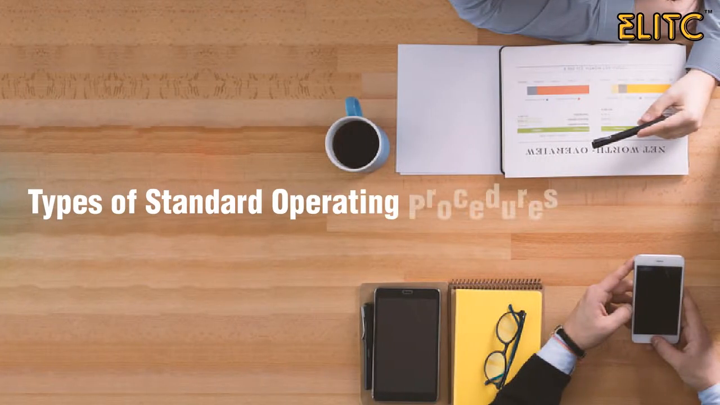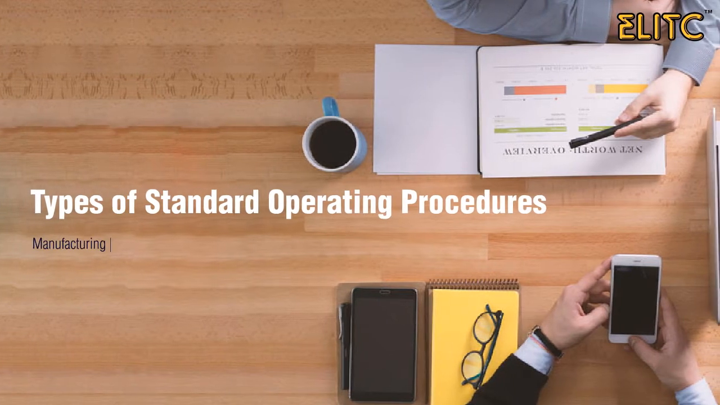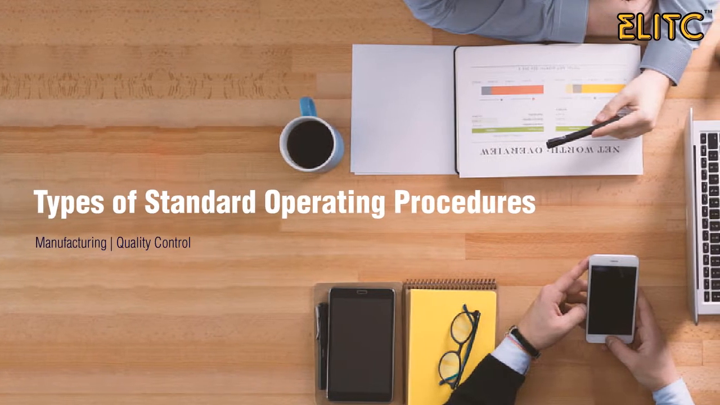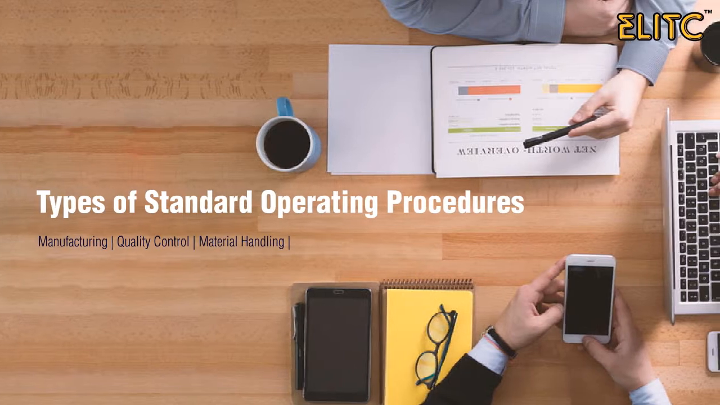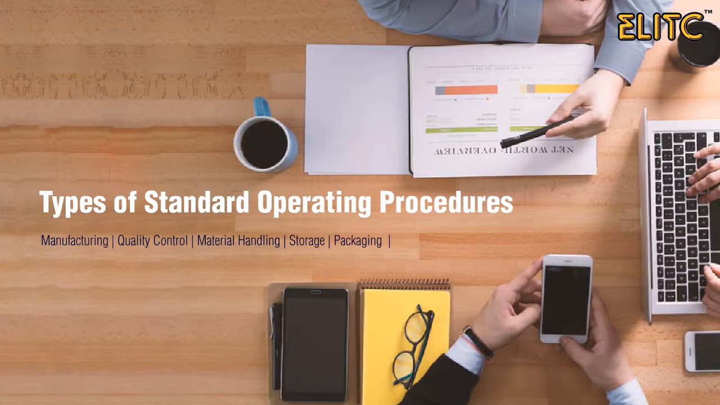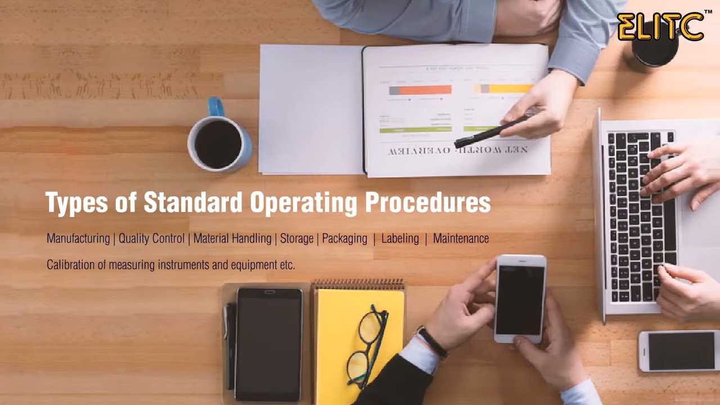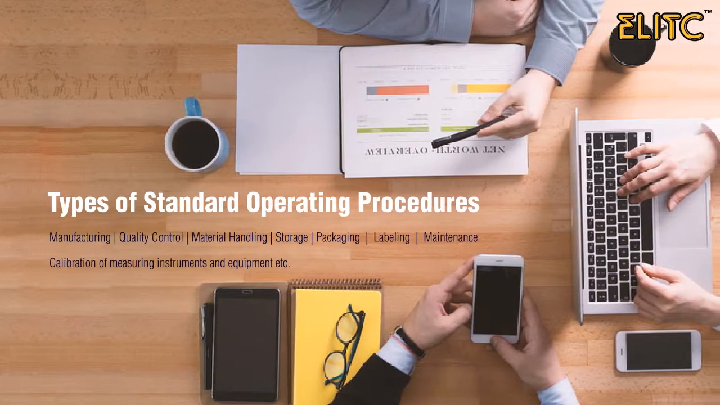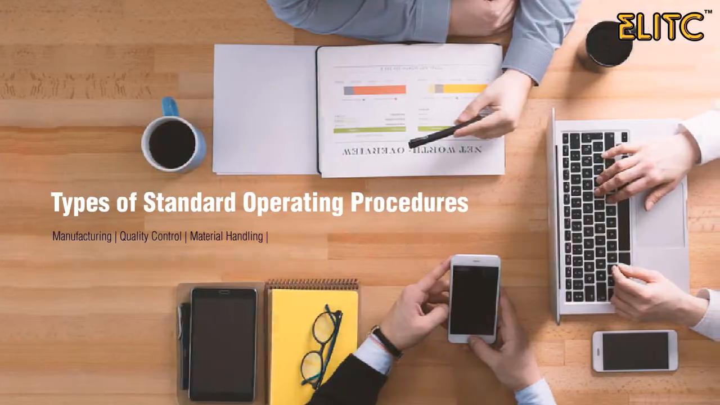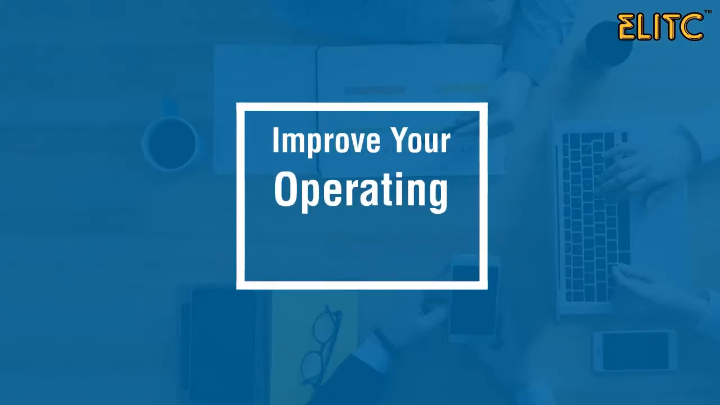Types of standard operating procedures: manufacturing, quality control, material handling, storage, packaging, labeling, maintenance, calibration of measuring instruments and equipment, etc. Improve your operating efficiency.